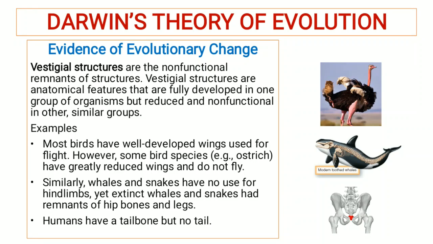Next, whales and snakes have no use of hind limbs. But in the extinct whales and snakes, they had the remnants of hip bones and legs. So these were the vestigial structures in whales and snakes. Humans have a tailbone, but they do not have a tail. So these are the vestigial structures that indicate that all these have evolved from a common ancestor.